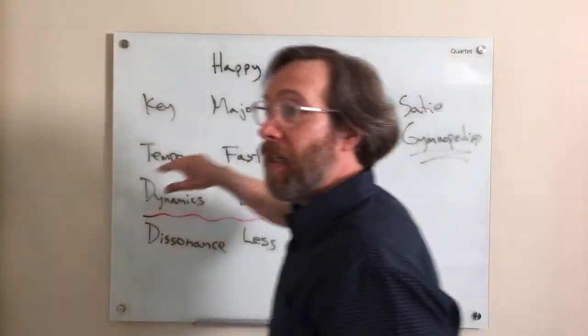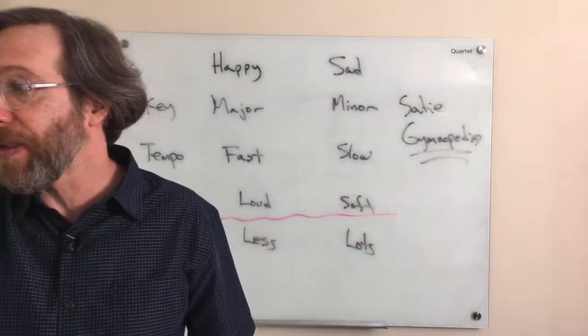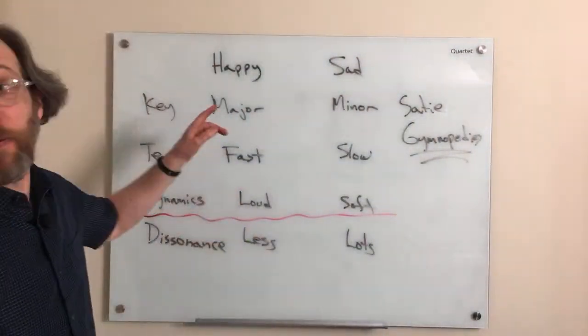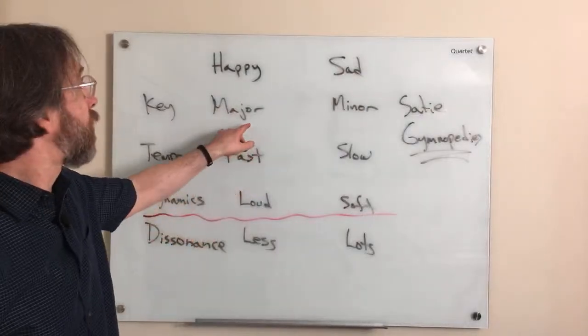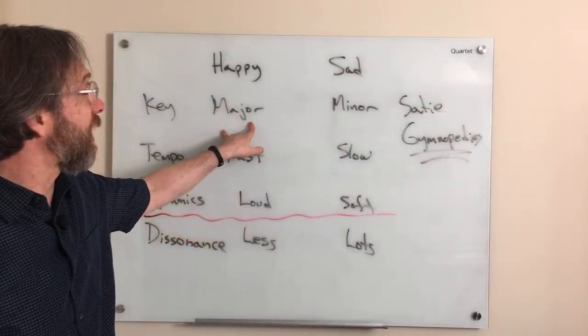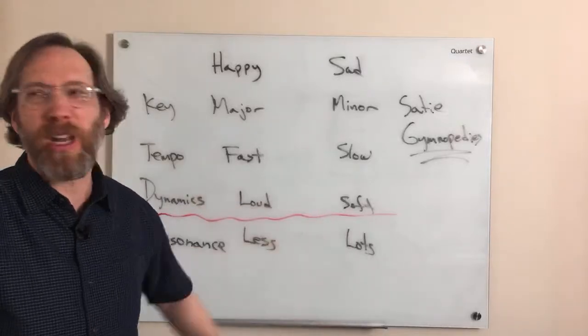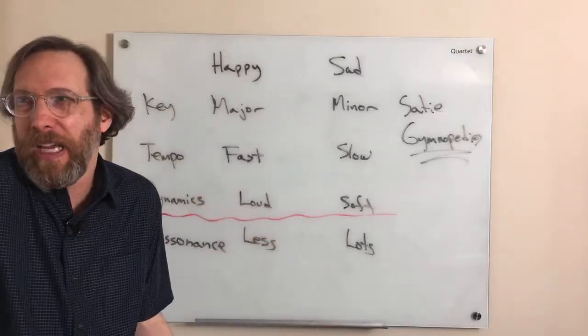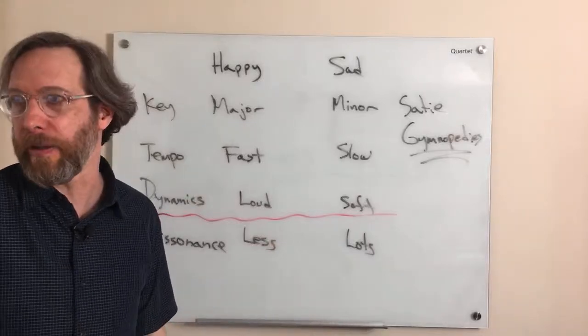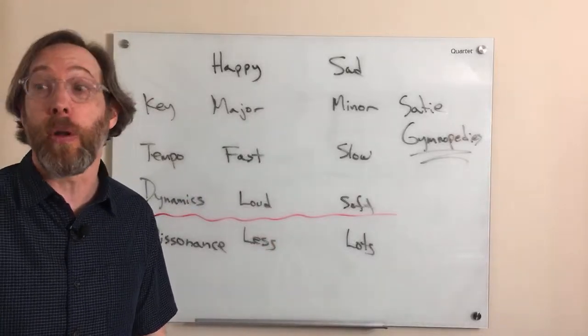So to talk about your question, if I was going to give the quick answer, I would say if you want to give major a sad feeling, make it slow and soft. Put a little dissonance in there too to make it feel like something's a little unsettled and not quite right with the world.